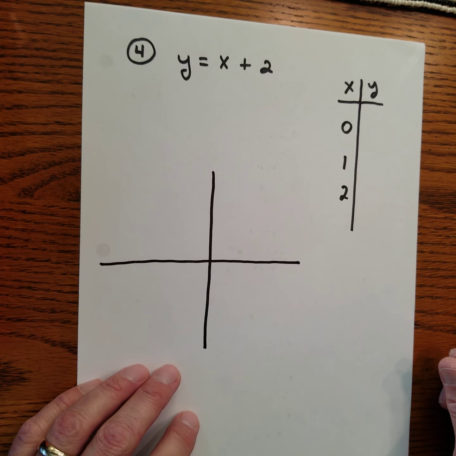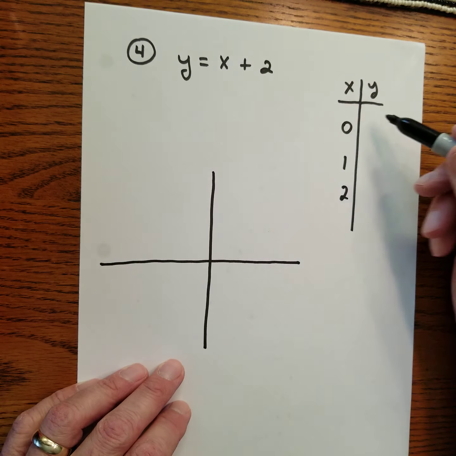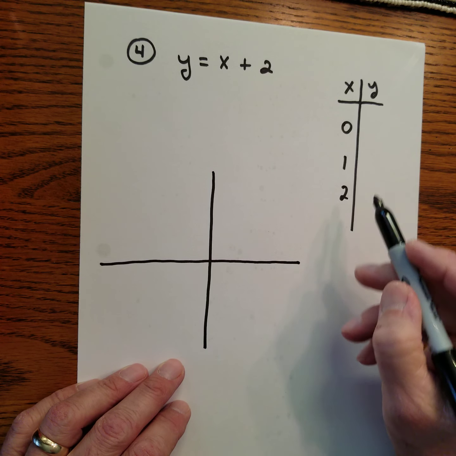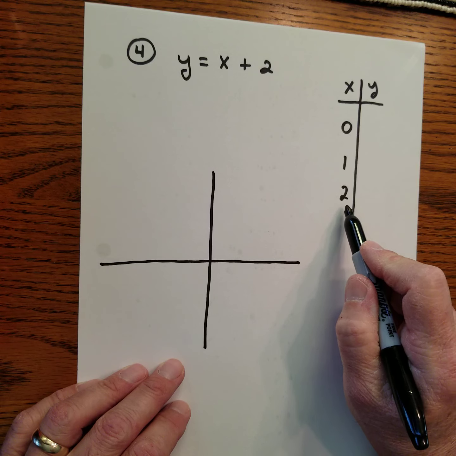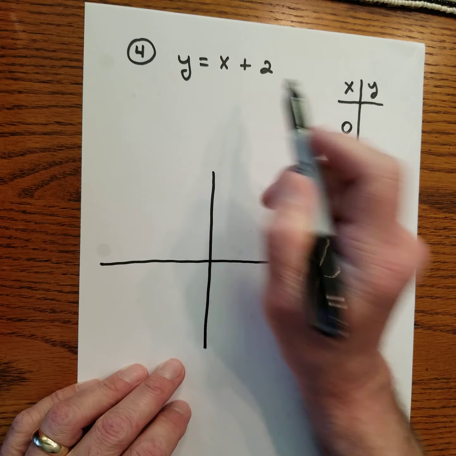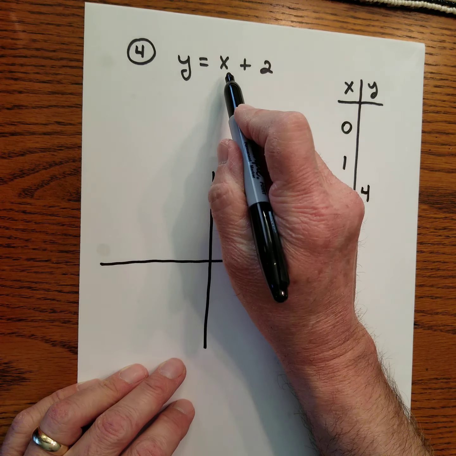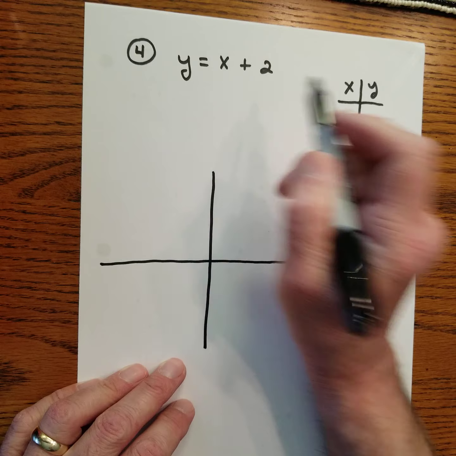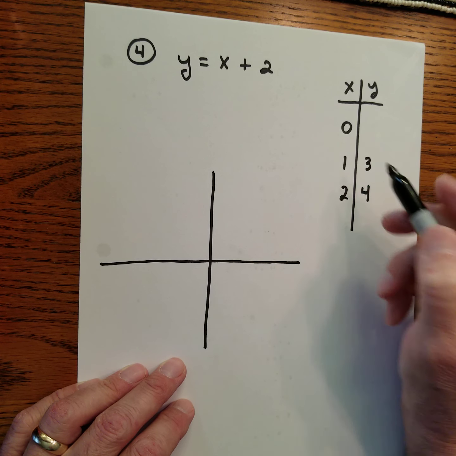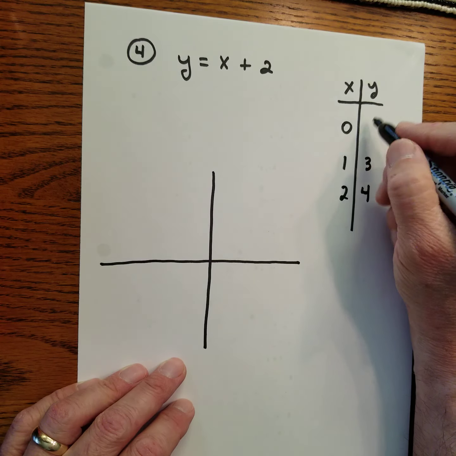One more example. We'll plug in our x values here to get y values that go with them. I like to start with the 2. If I plug 2 in for x, then y is 2 plus 2. Plug in 1 for x. 1 plus 2. Now plug in 0. 0 plus 2.